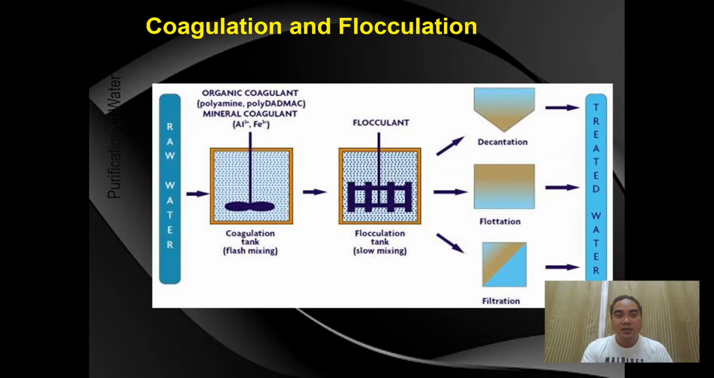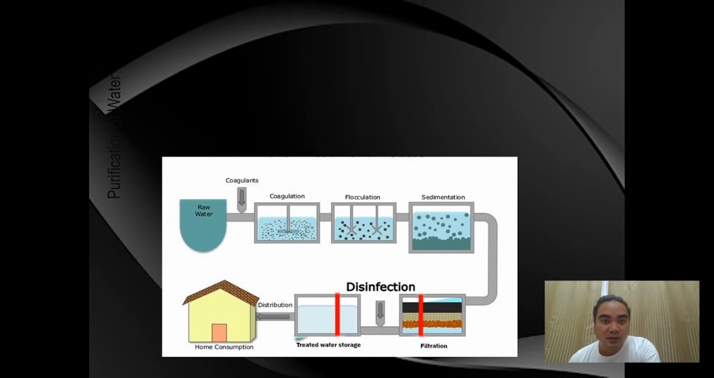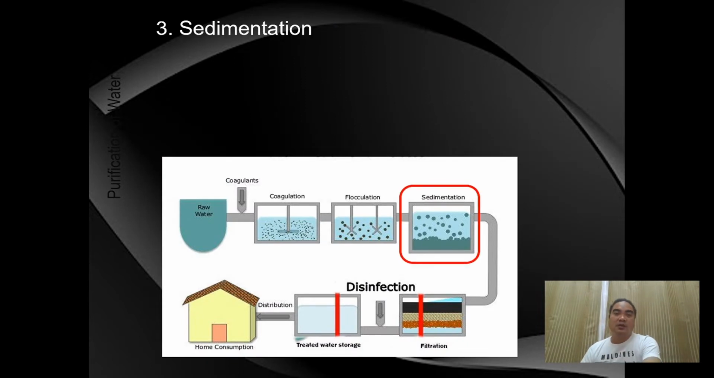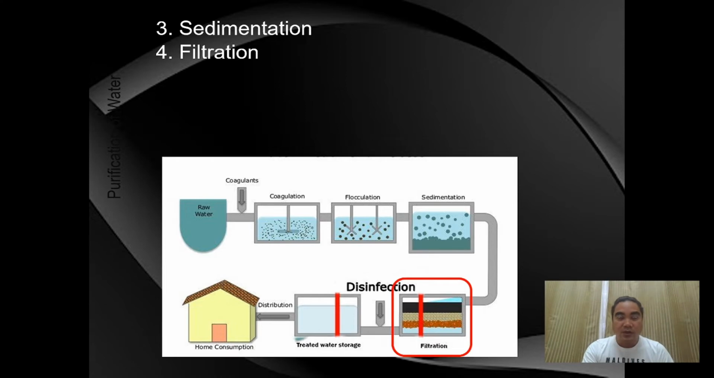Coagulation and flocculation. Okay, sedimentation, this is the process of filtering water, by gravity. Normally, the wastewater flows through, and the solid particles, the sludge, the leaves, or whatever is heavier than water, will go down to the bottom of the tank. So that is the way of filtration. Sedimentation, actually.